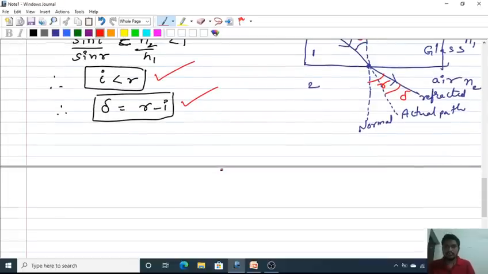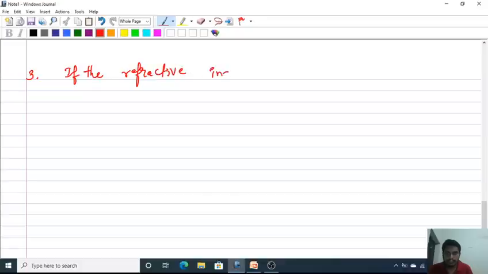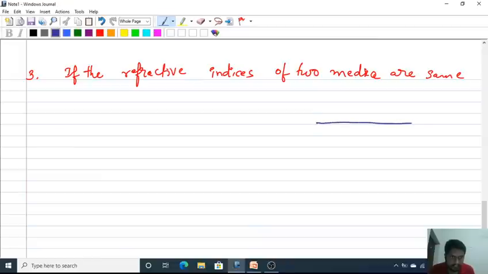And the next, third case: if the refractive indices of the two media are the same, then what happens? Look at the figure. I'm taking the same transparent medium. Okay, this is the normal. This is the first medium, second medium.